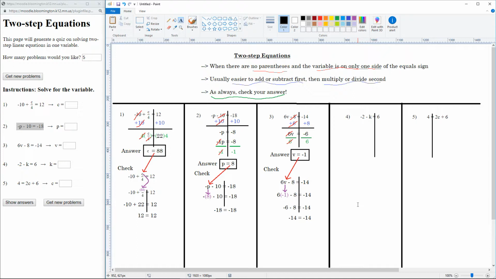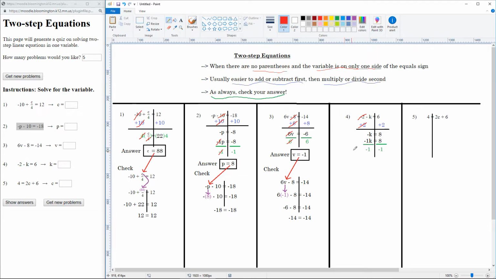Moving on to number 4 here, negative 2 minus k equals 6. If we add 2 on both sides, that'll cancel the negative 2 that's being added or subtracted with the variable. So that leaves us with our negative k, very important there that you keep that negative or that minus. So we'd get negative k equals 8, and again, just like we saw in number 2, it might be helpful to think of negative k as negative 1k, so that we have multiplication by negative 1, and we can cancel it with division by negative 1.